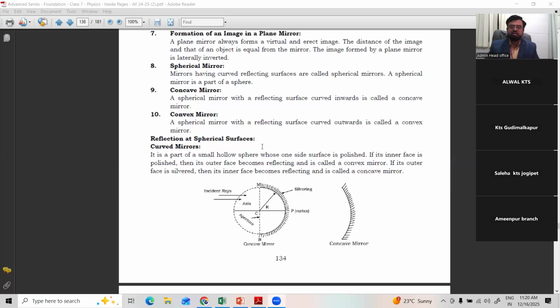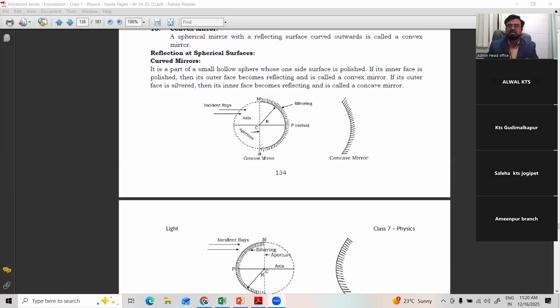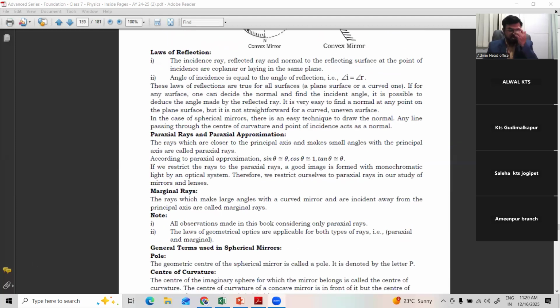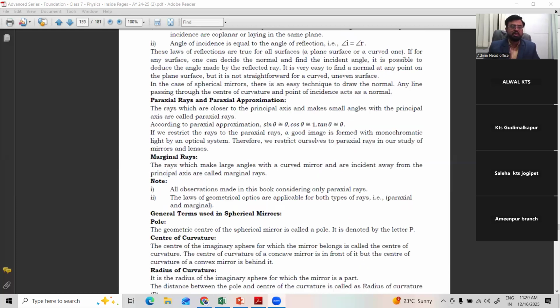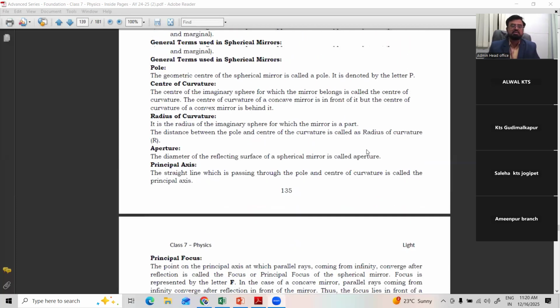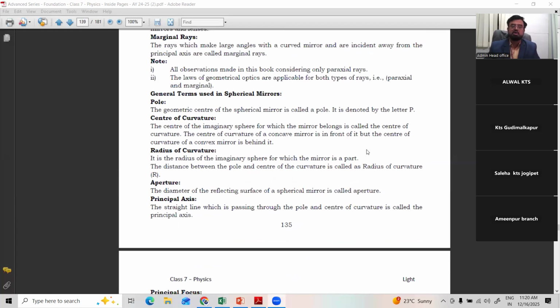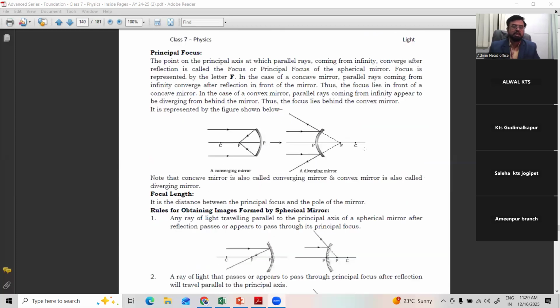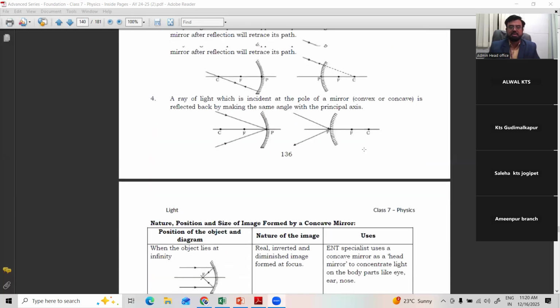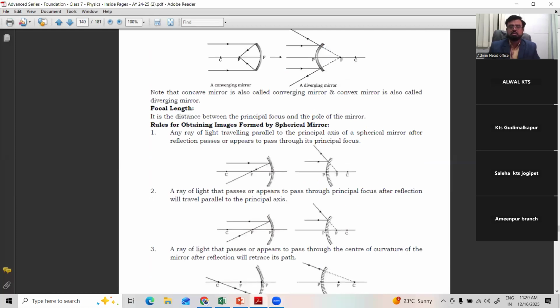So this is a short introduction to light. Next class we'll discuss how reflection takes place through curved mirrors and the laws of reflection, and many other things like marginal rays, center of curvature, and some more important terms of spherical mirrors. So many things are there to learn in optics in your class. So we'll discuss in the next class.